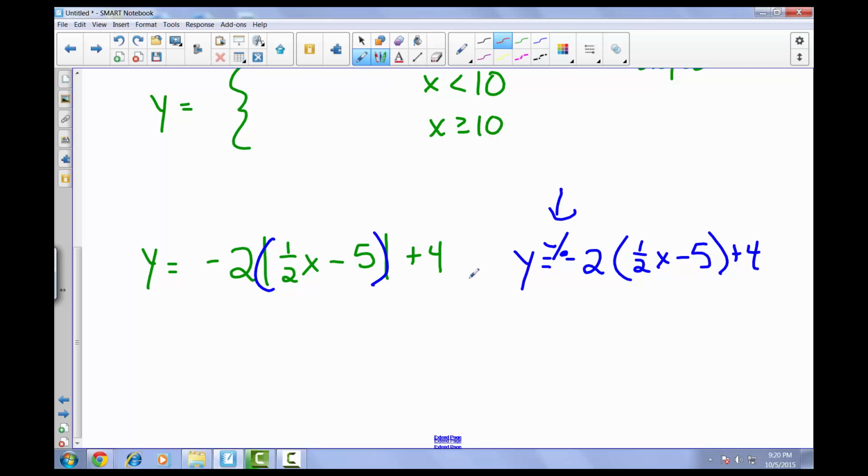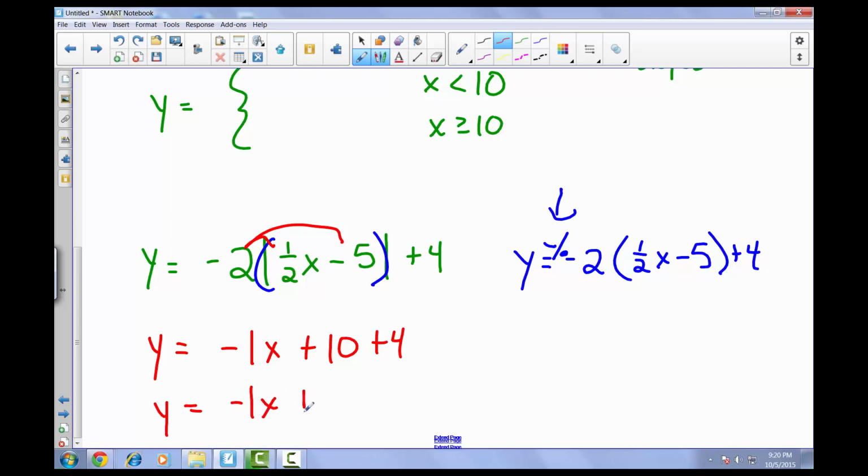Now, it might be a little difficult to see right now, but in a moment we should see which one's our positive slope and which one's our negative slope. Well, if we look at the green one and we distribute, we end up then with y is equal to negative 2 times a half comes out to be negative 1x. Negative 2 times negative 5 gives us positive 10 plus 4, in which case this just simplifies out to be y is equal to negative 1x plus 14. So there is our equation with our negative slope.